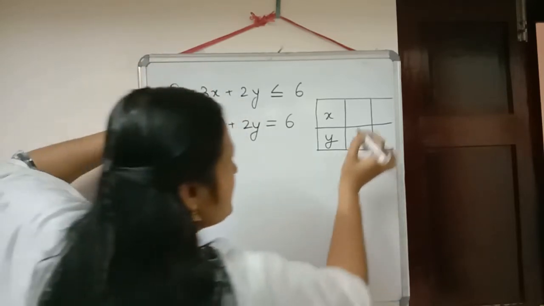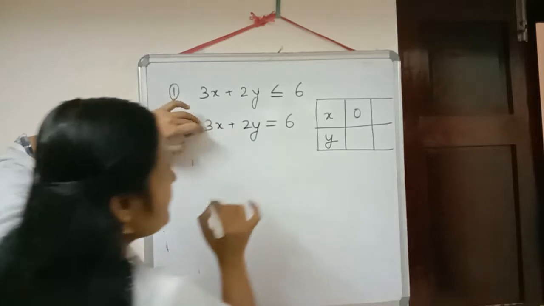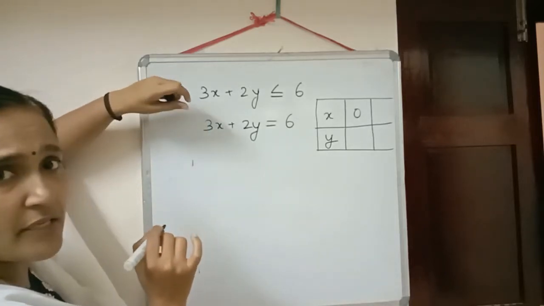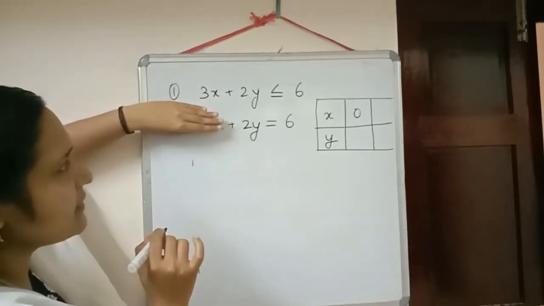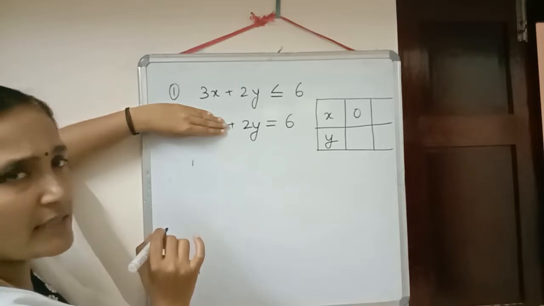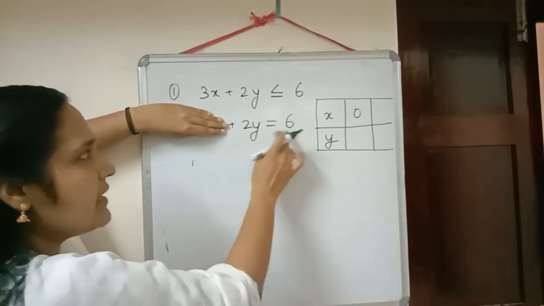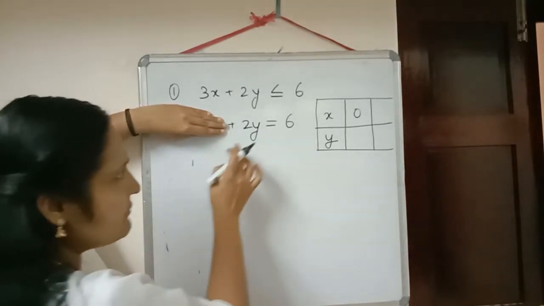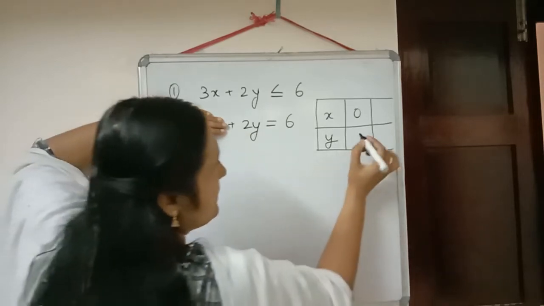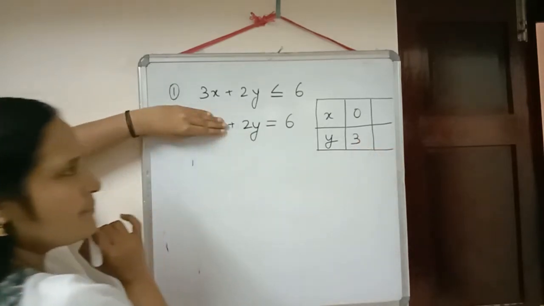So first substitute x is equal to 0. If we substitute x is equal to 0, this 3 into 0 will become 0. We will have 2y is equal to 6. Then what will be the value of y? Yes, y will be equal to 3.